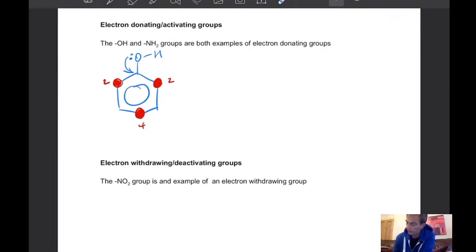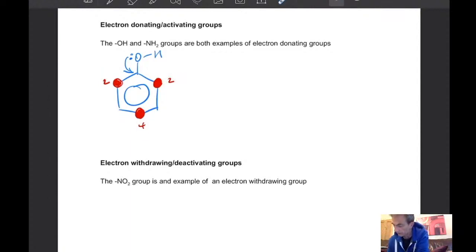And you saw as well when nitration took place, again with phenol, you could make 2-nitrophenol on that side, or you could make 4-nitrophenol. So the OH group directs substituents to positions 2 and 4.